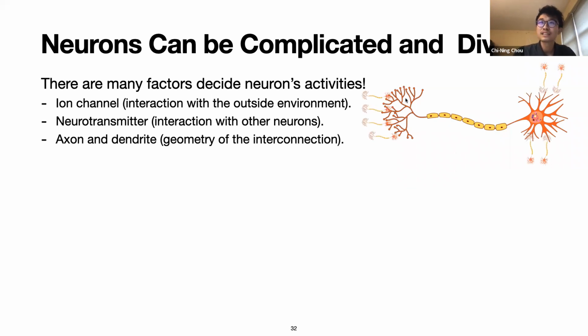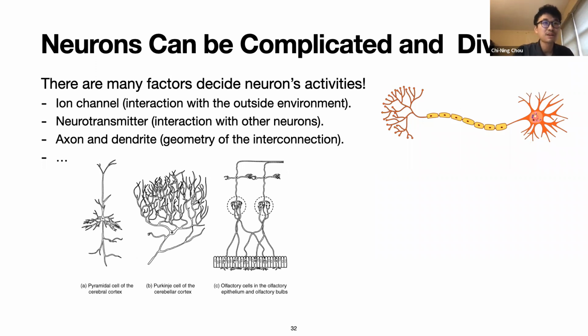And finally, the way axons and dendrites connect to other neurons could also matter, because the geometry of interconnection can also affect what the joint activity looks like, and so on. So I just want to give you a feeling that even a single neuron can probably have diverse functionality, diverse computation. To give some concrete examples, these are all very common cell types observed in the brain.